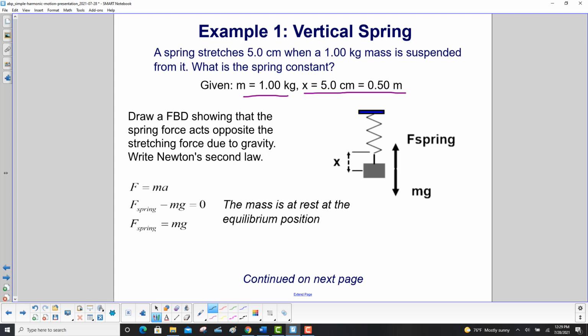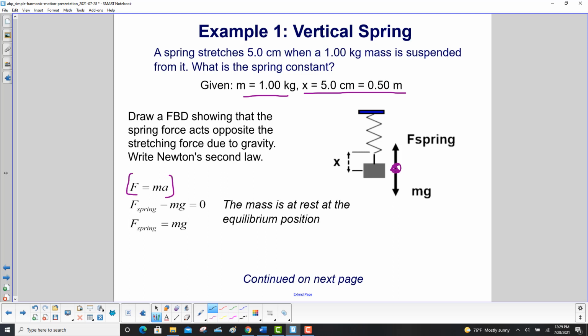Write Newton's second law. So this really isn't a free body diagram. It's pretty close. You should have a little dot here that represents the box. So the box has stretched the spring by distance x. So we have the force of the spring in the up direction and mg down. And it's at rest. So we have Newton's second law, F equals ma.